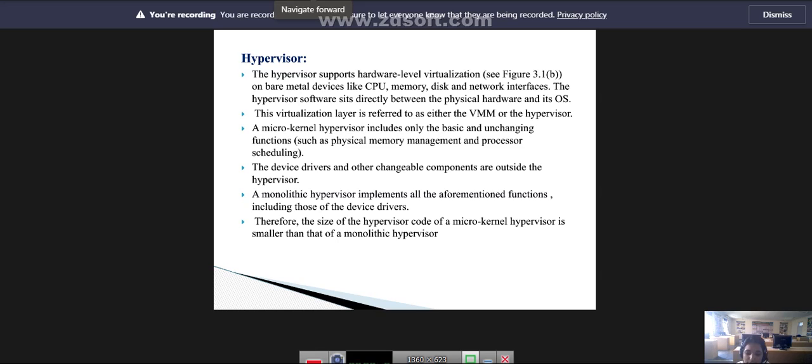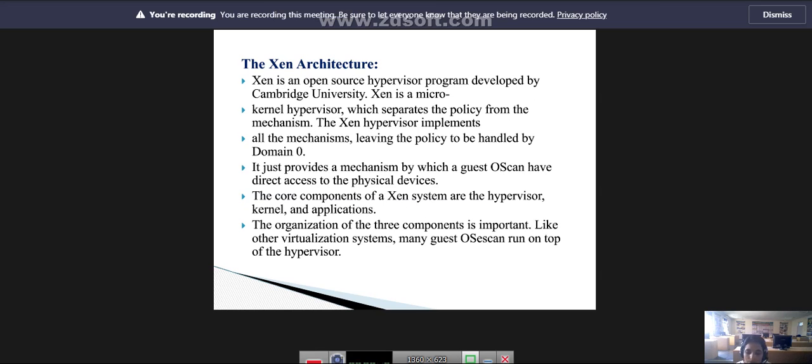Next is Xen. What is meant by Xen architecture? Xen is an open source hypervisor program developed by Cambridge University. Xen is a microkernel hypervisor which separates policy from mechanism. The Xen hypervisor implements all the mechanisms, leaving the policy to be handled by domain 0. Domain 0 provides a mechanism by which a guest operating system can have direct access to the physical device.